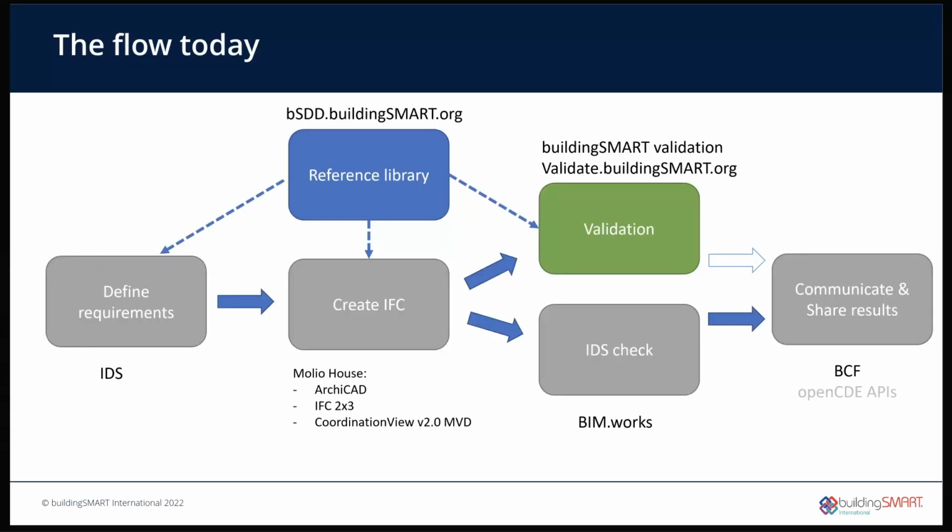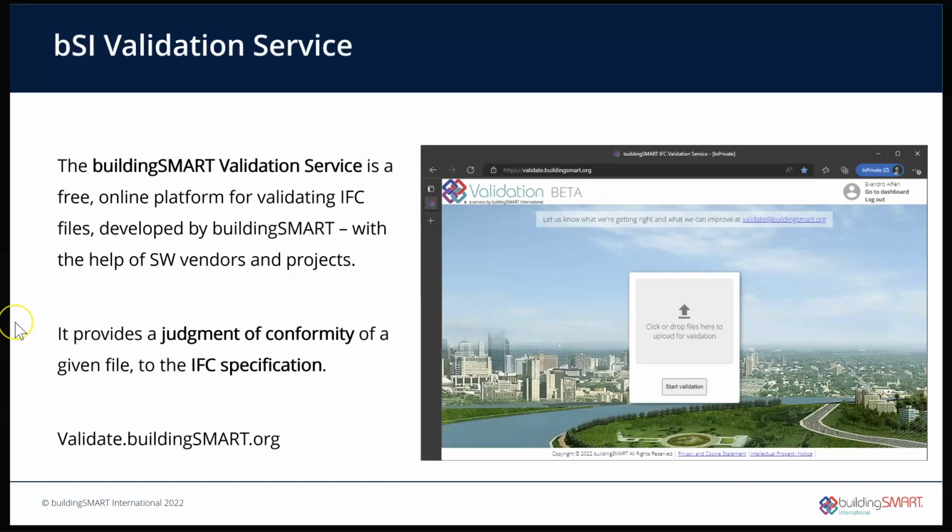When we go back to this original overview, we see that there's also an arrow between the validation service and the BSDD reference library. To explain that, I need to explain the validation service as well. So the buildingSMART validation service is something new. It's in beta. It really doesn't work that well yet, I have to admit, but you can already test it on validate.buildingsmart.org. If you already use another service like the use case management service from buildingSMART, you can use the same login and your same account to log in here as well.